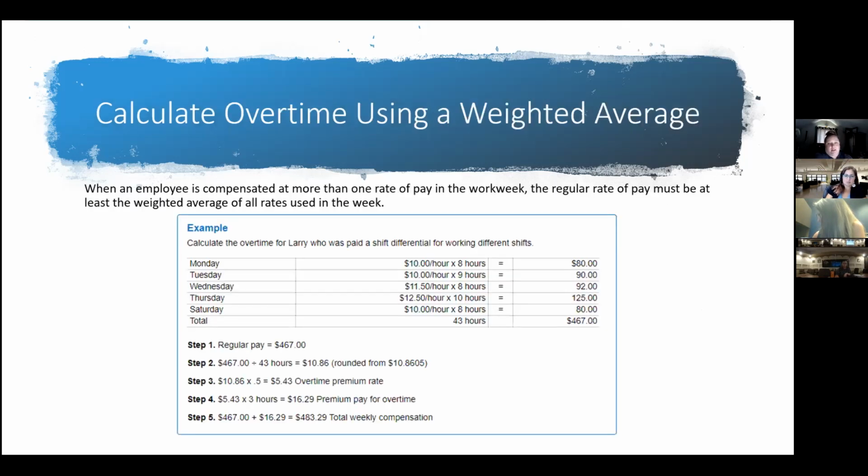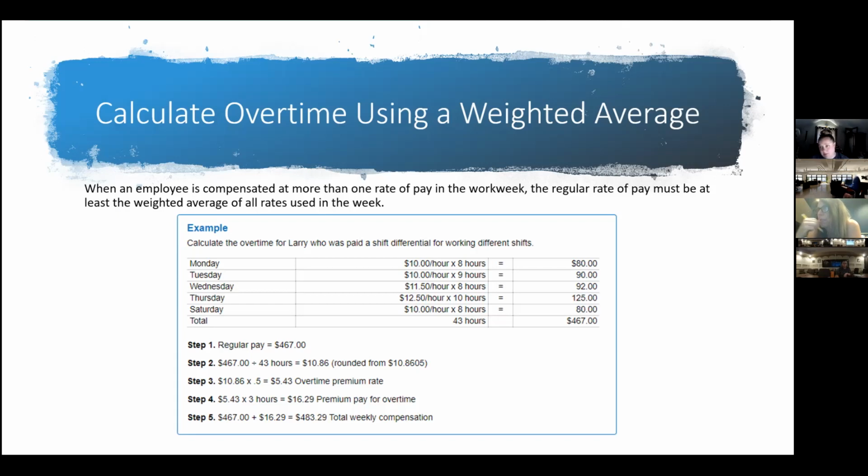All right, so we're going to go back to talk about calculating overtime for an employee that works different hours at different rates. So we're going to call this overtime using a weighted average. Calculate overtime for Larry, who was paid a shift differential for working different shifts. On Monday, he was paid $10 an hour for working 8 hours. Tuesday, $10 an hour for 9 hours. Wednesday, he got $11.50 for working 8 hours. Thursday, $12.50 for 10 hours. Saturday, $10 an hour for 8 hours. He worked a total of 43 hours for the week.